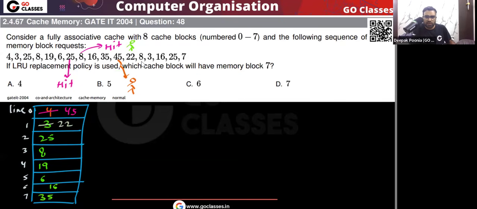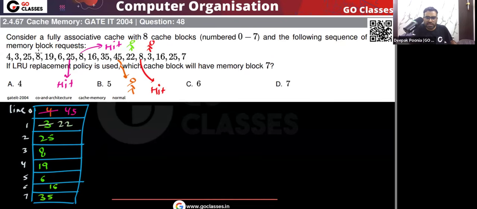Very simple. What about this block number 8? That is already a hit, so you don't have to worry. What about block number 3? That is a miss because that is not available in the cache memory. Now I need to replace one of these cache blocks. So which is least recently used? You are standing at 3. You go back and you see which is least recently used.